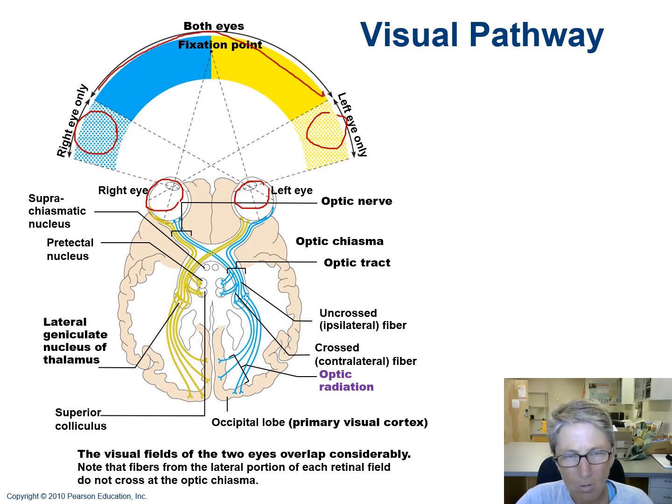And then it shows the optic nerve. So this is the optic nerve. It's got the axons of those ganglion cells running in it. And this whole area is called the optic chiasm. So this is the optic chiasm.